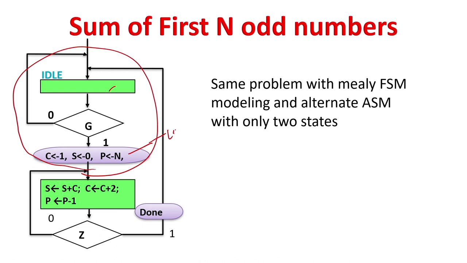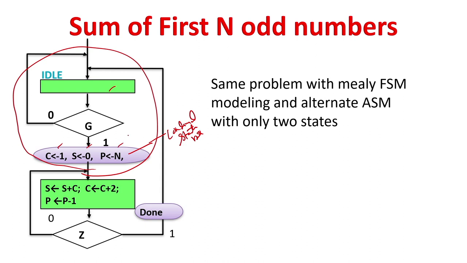This is the conditional state box. Because this is a conditional state box, it can act as another state, and you can do some set of actions based on the conditions. Because of that, we are able to model with a Mealy FSM, and it will result in a lesser number of states. Okay. So, when g is equal to 1, it will initialize c is equal to 1, s is equal to 0, and p is equal to n.